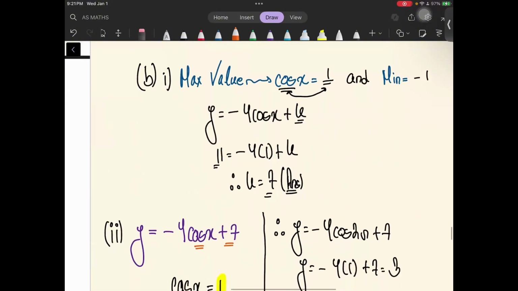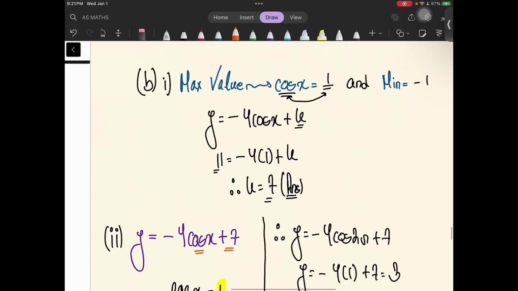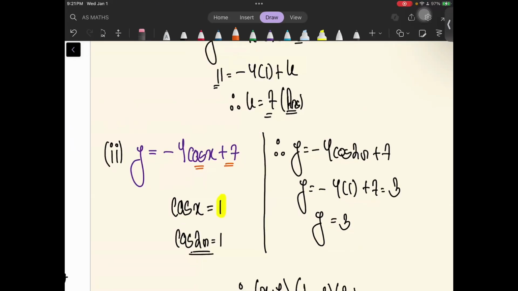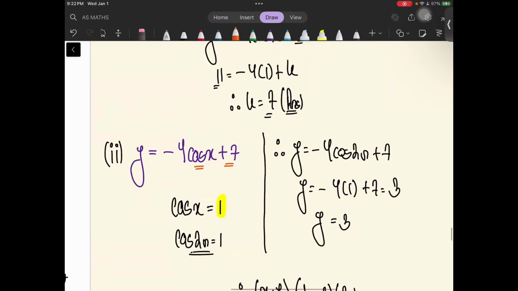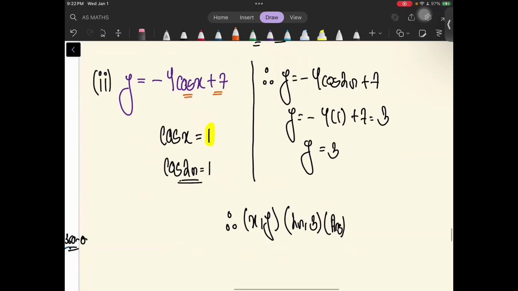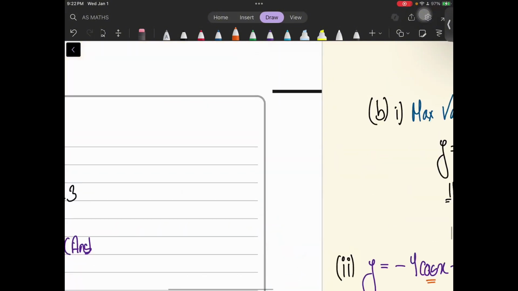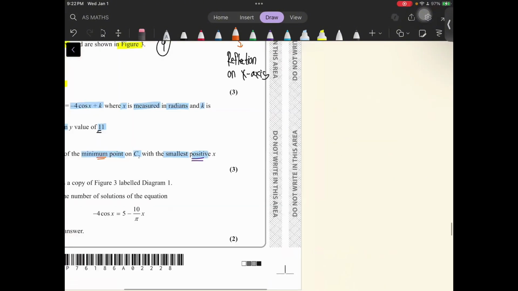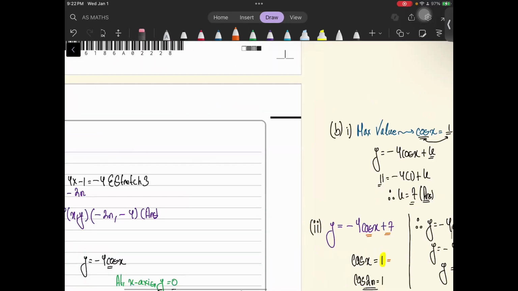So for the positive minimum point, first of all, we know that the minimum value is minus 1. So the positive minimum point is going to be 1 because it's set up that you have to take a positive value. You cannot take the negative value. For that reason, you take x equals 1 and not minus 1, because it mentioned that it is going to be positive. The smallest positive value is going to be 1.